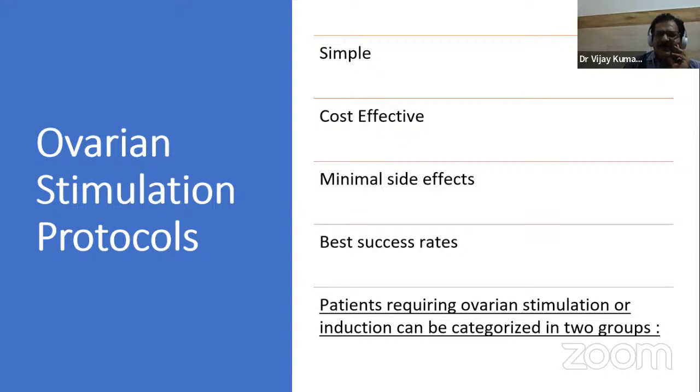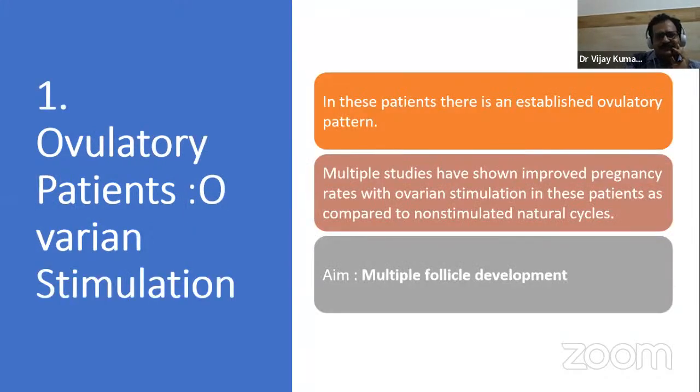A patient requiring ovarian stimulation or induction can be categorized in two groups. Group one is the ovulatory patients, where the patient already has a regular cycle with regular ovulation, but you still want, instead of just one single follicle, to have 2 to 3 follicles. In such cases you have to do the ovulation induction.